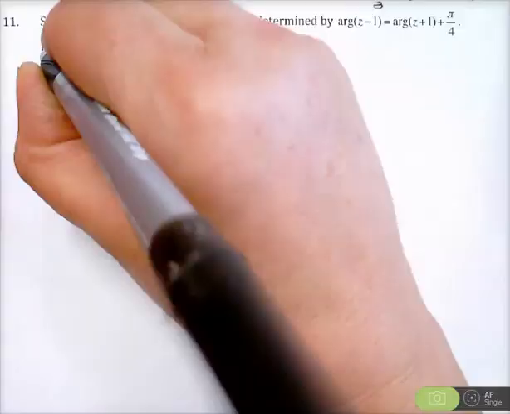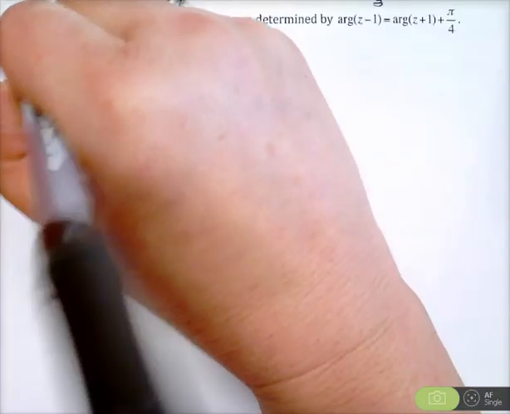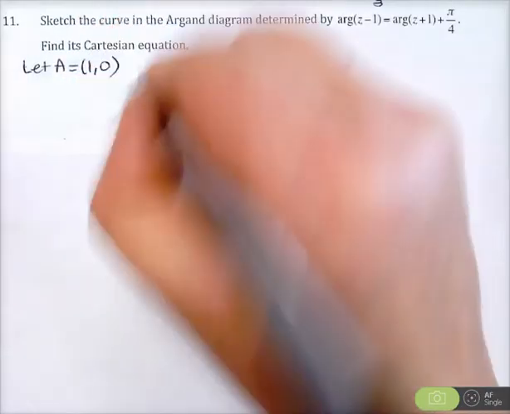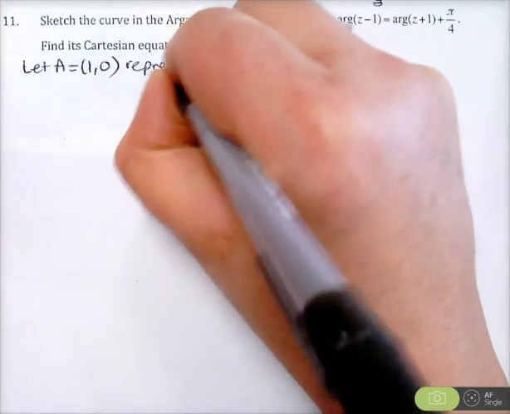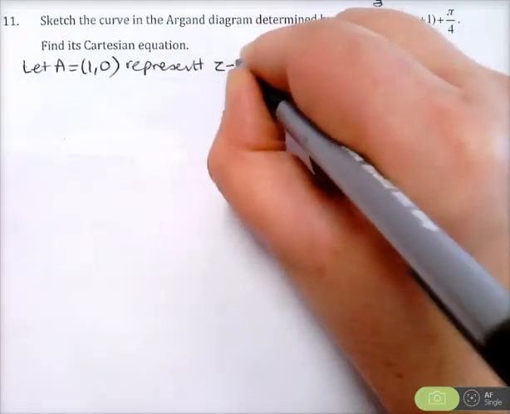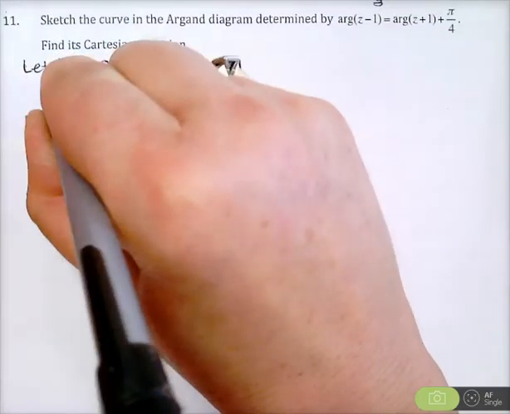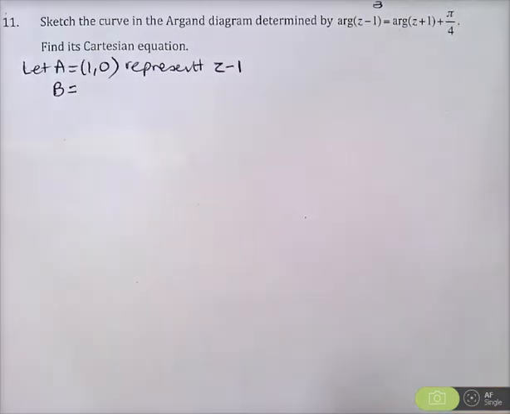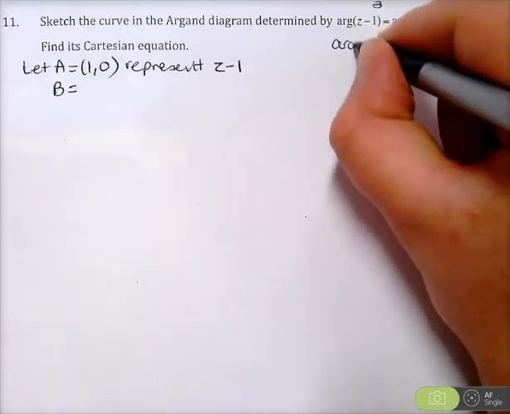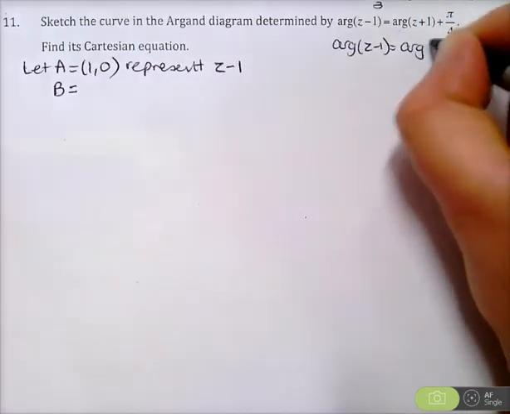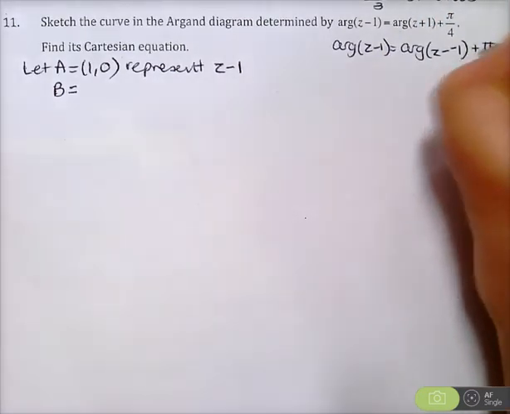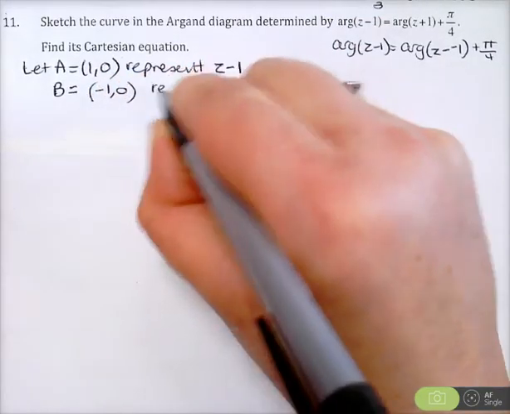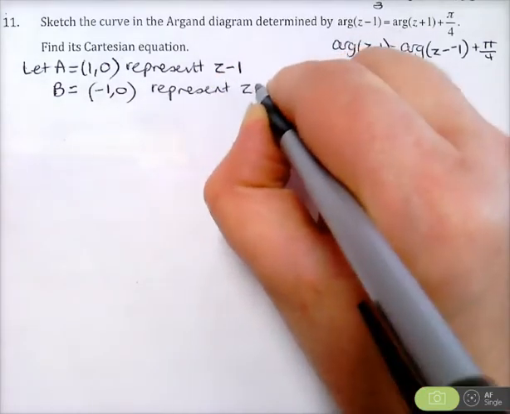I'm going to let A be the point 1, 0, and that's going to represent Z minus 1. You know how this is arg Z plus 1? Isn't that Z minus negative 1? So just under here, I'm going to write arg of Z minus 1 equals arg of Z minus negative 1 plus pi on 4. So I'm going to let B be the point negative 1, 0, and that's going to represent the complex number Z plus 1.